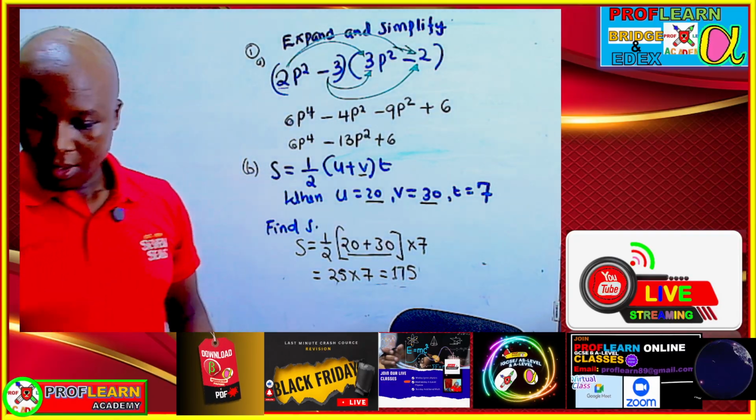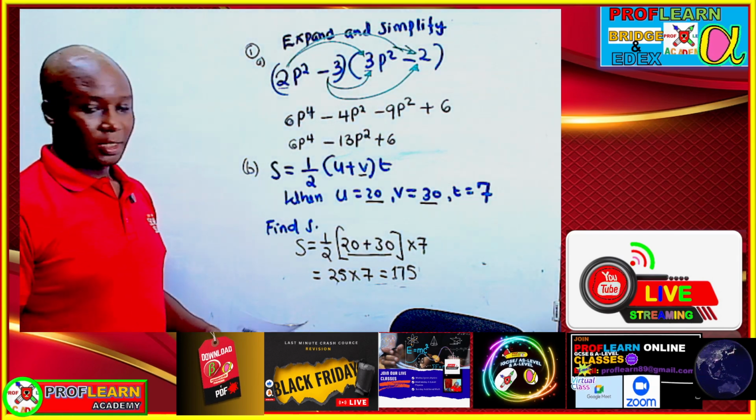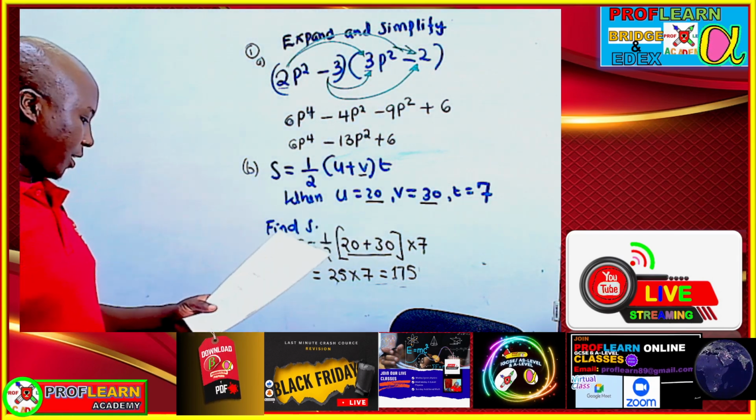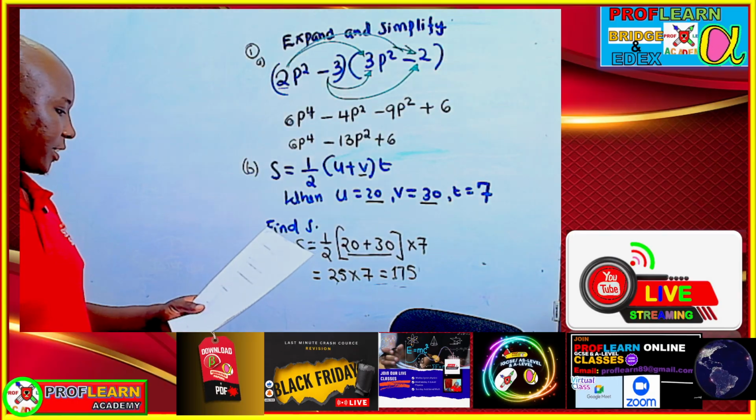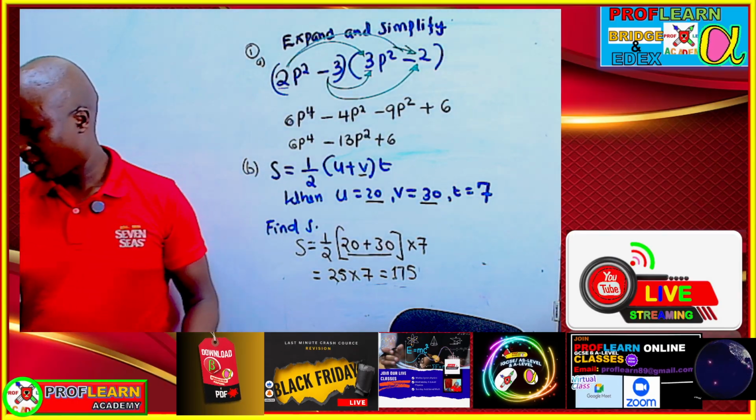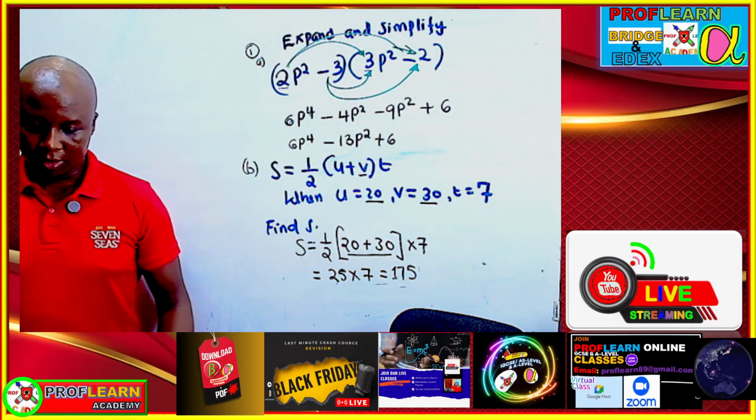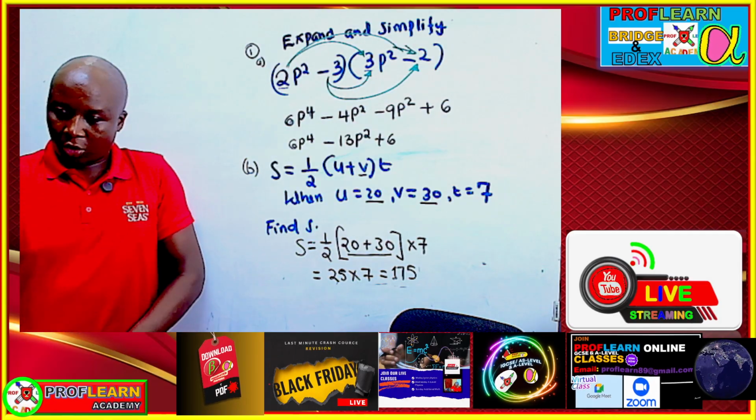The next question that candidates were asked here is to rearrange the formula to write V in terms of S, U, and T. So candidates were asked to rearrange.